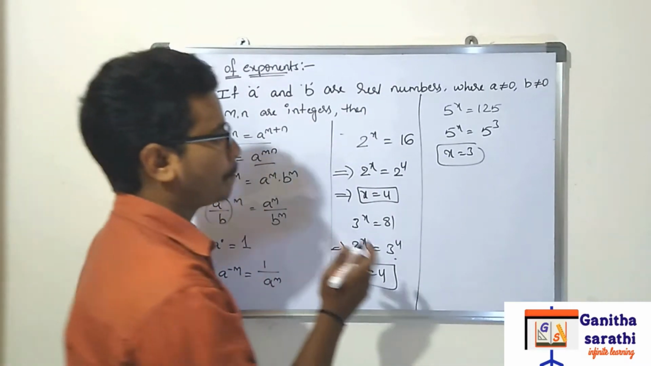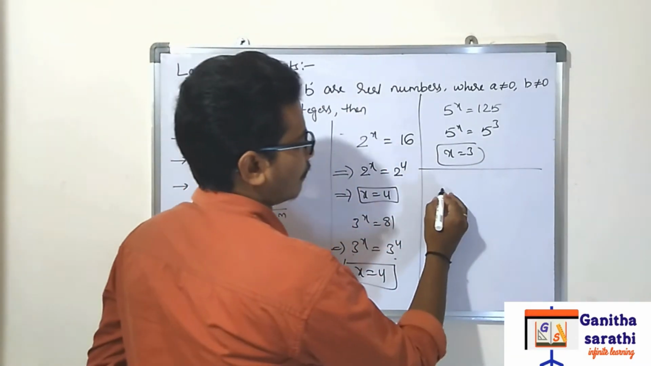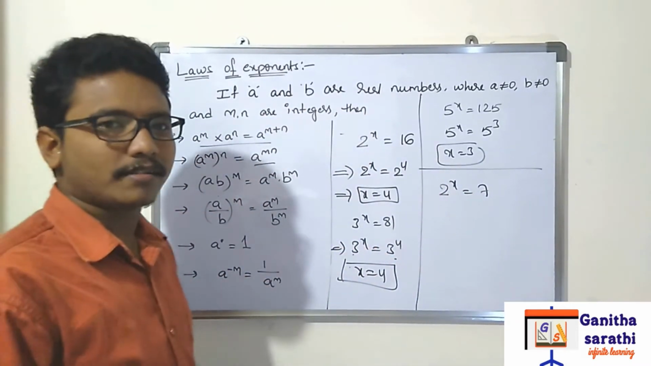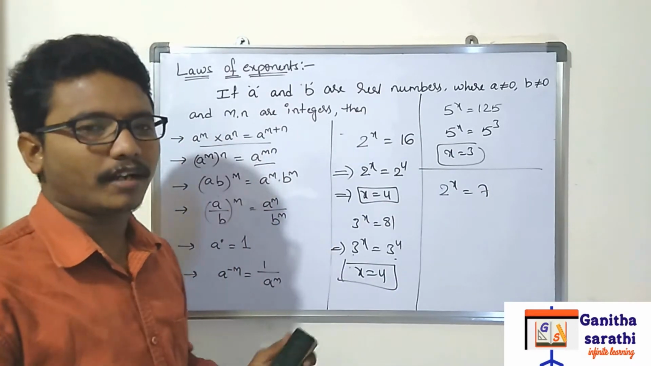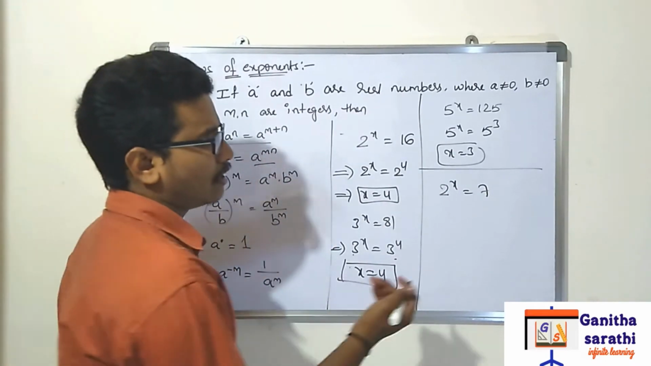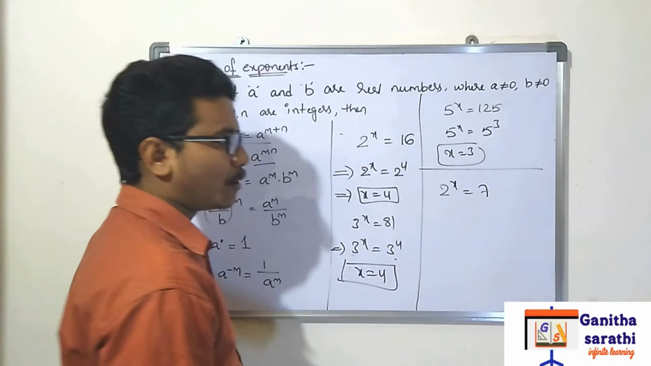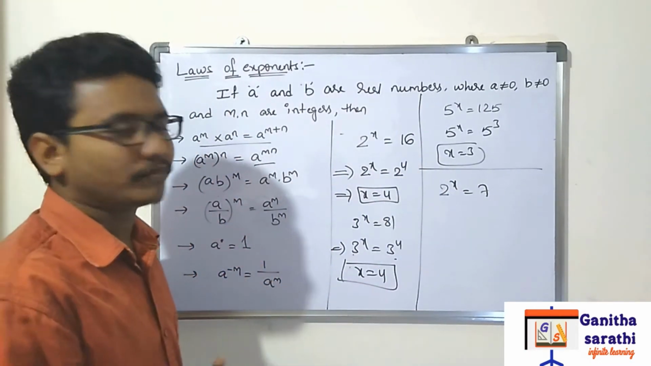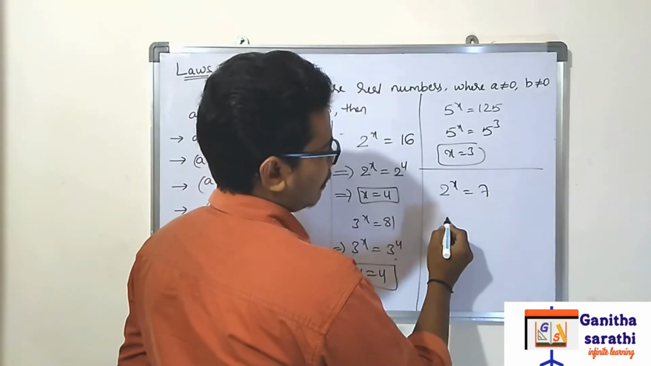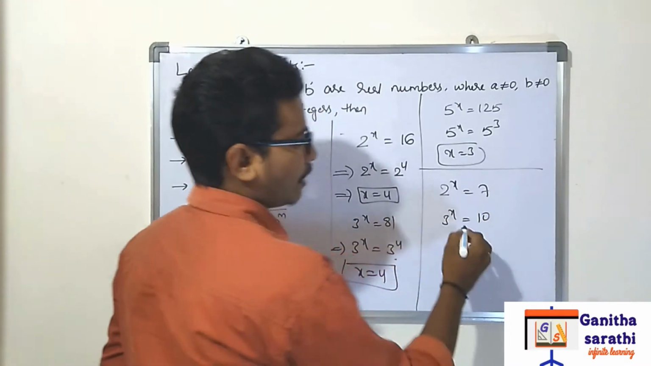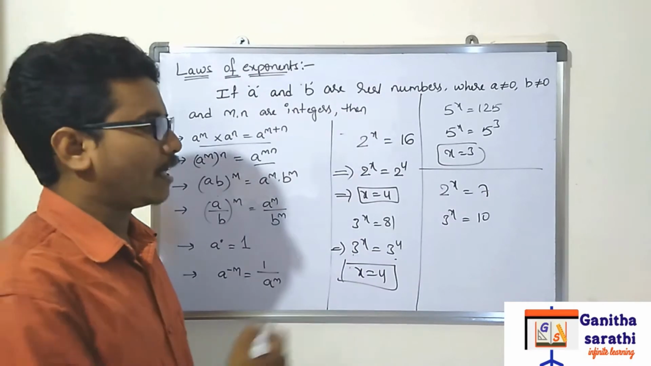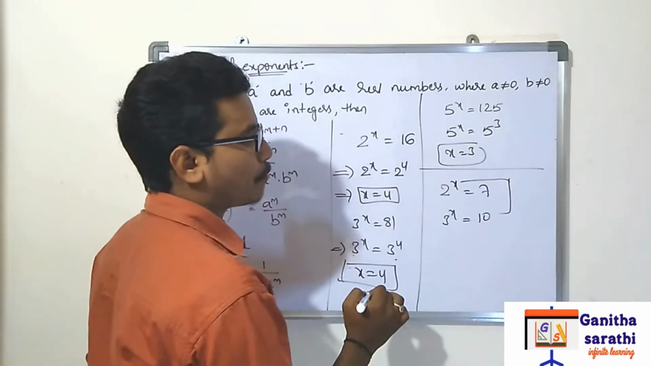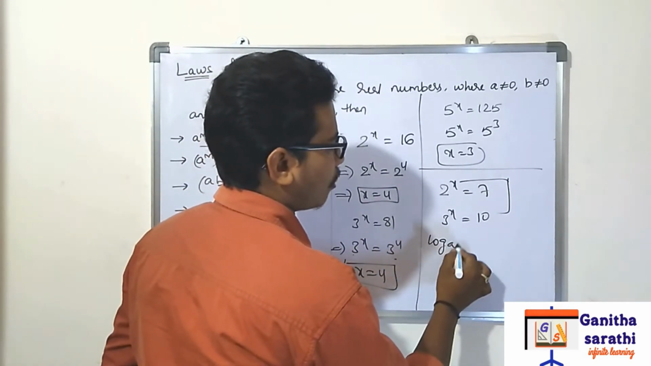Then I am taking another example. If 2 power x is equal to 7, can you find the value of x? No, because we cannot write 7 as a power of 2. For example, 3 power x is equal to 10. Can you do this one? No, we can't. So, for finding x values in these types of problems, we will be having logarithms.